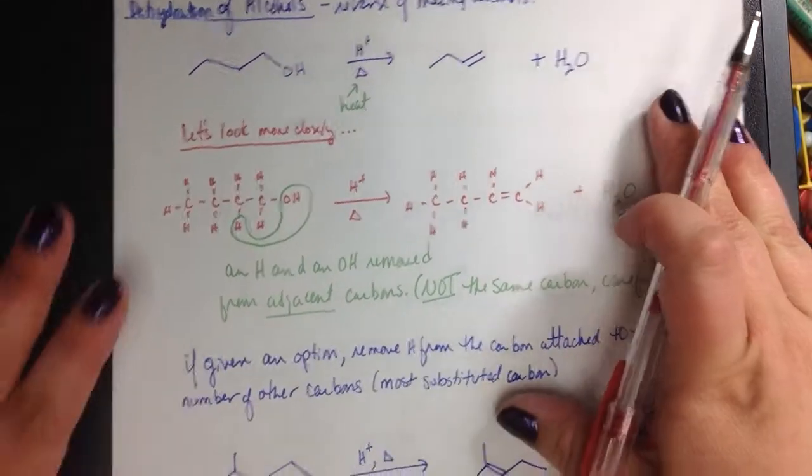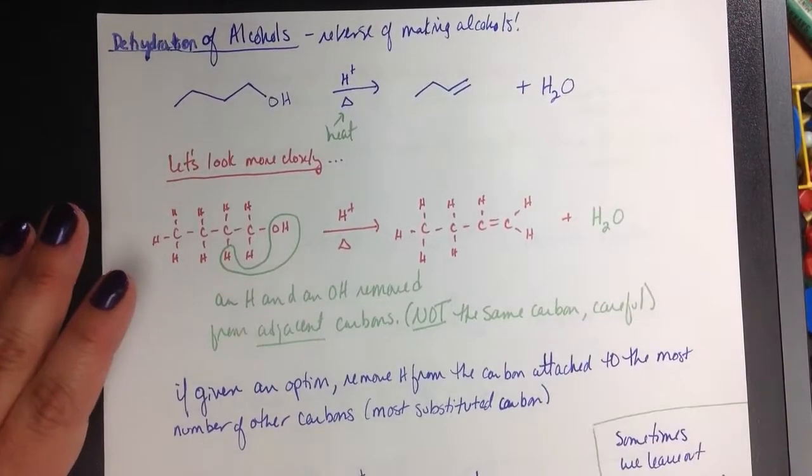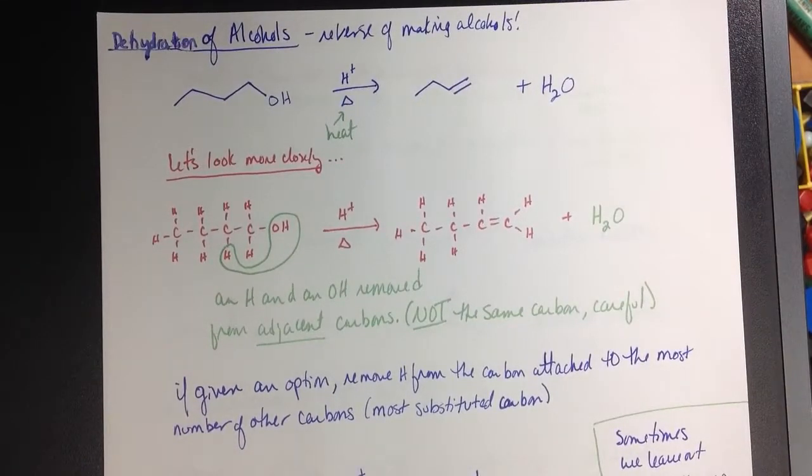Okay. Now let's look at some reactions. When I talk about a dehydration of alcohol reaction, this is really just the reverse of what we just did. Before, we were taking an alkene and adding water to it. Well, if you heat that up and you have enough acid in there, the exact opposite will take place.